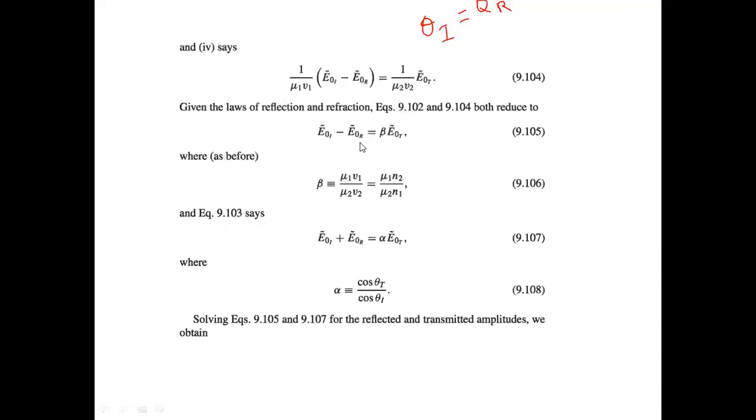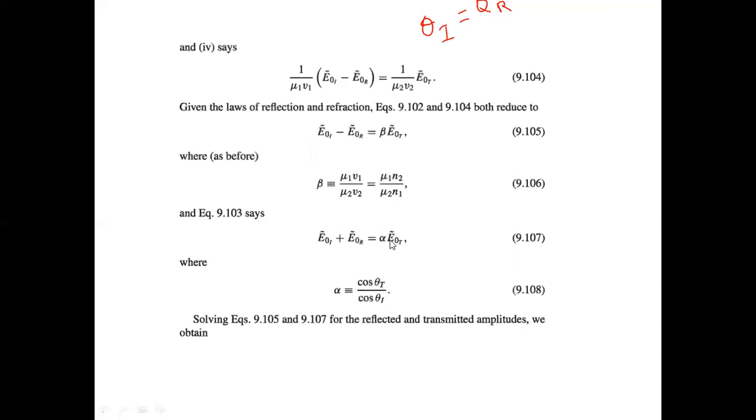Okay, these set of equations where beta is nothing but this quantity. Here this is permeability multiplied by the velocity. But here we don't write it in terms of velocity, we write it in terms of refractive index. And this alpha is nothing but this ratio here, the ratio of cos theta t by cos theta I.